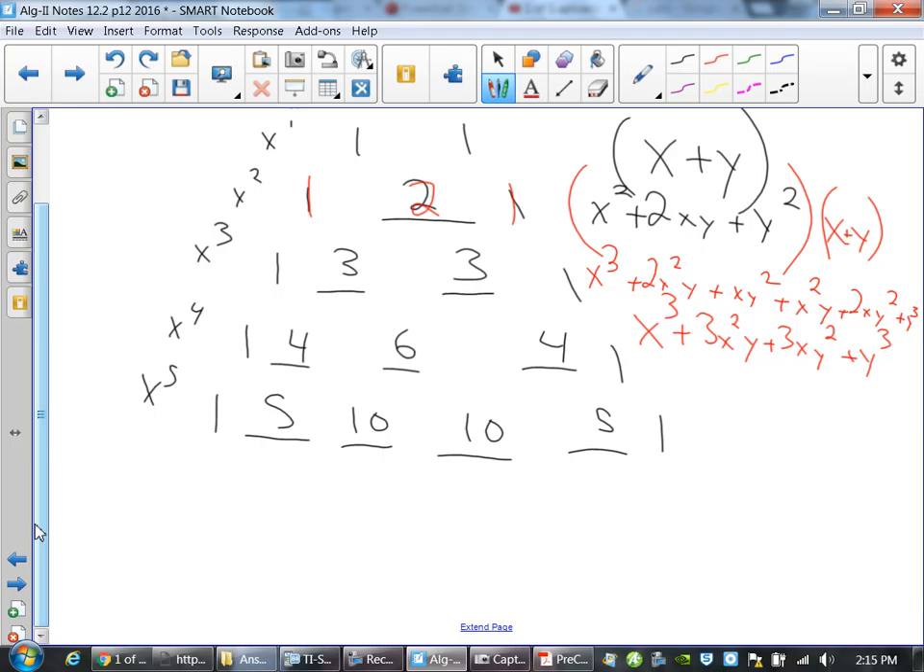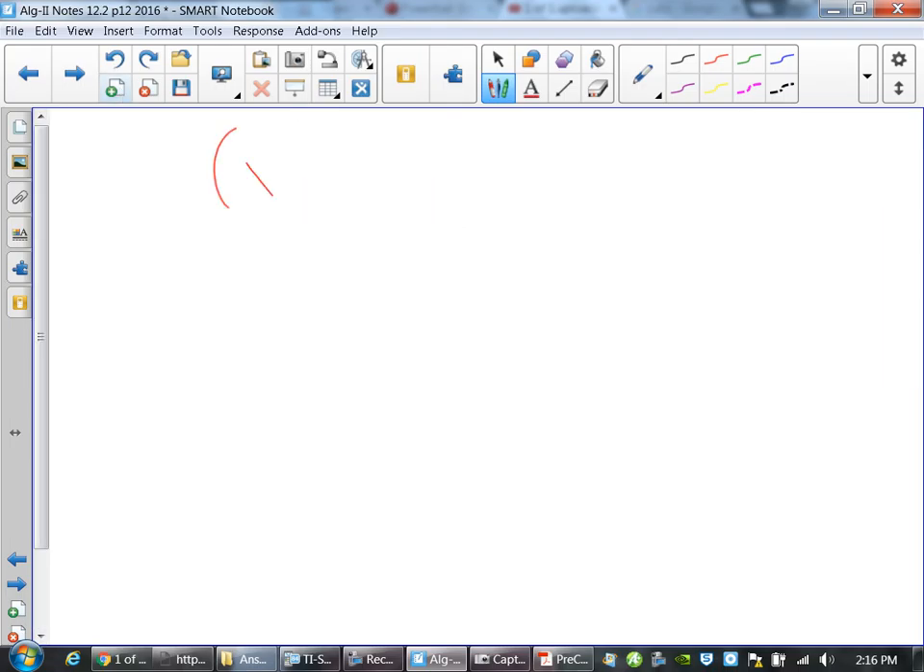This works for all nth degree binomials. Yes, sir. I'm not following where the x plus y squared came from. I made it up. It could be anything. It works the same if we had the quantity x plus 4 to the 4th.